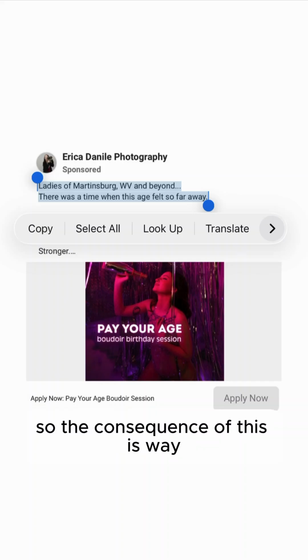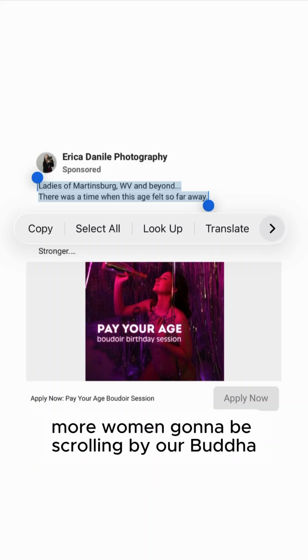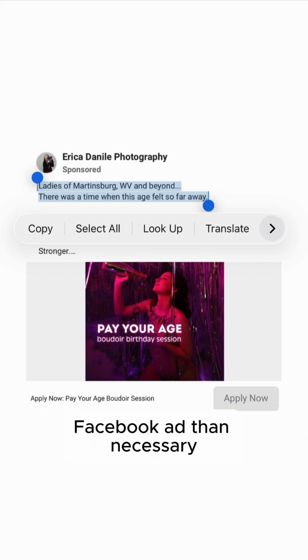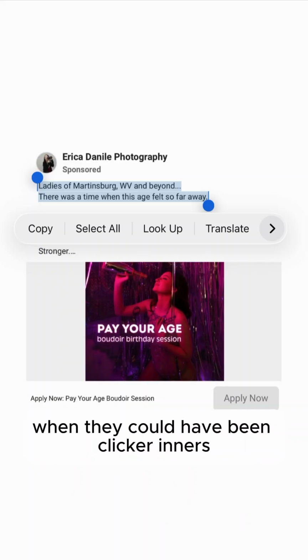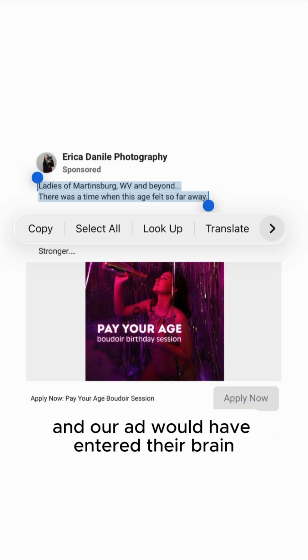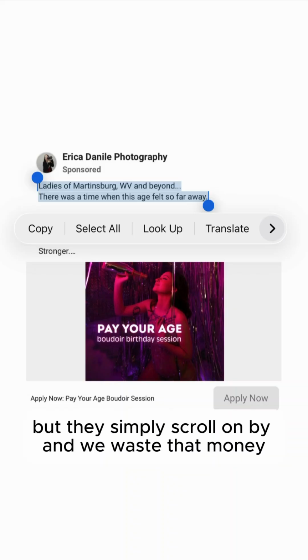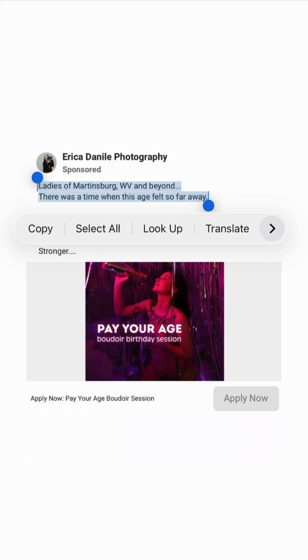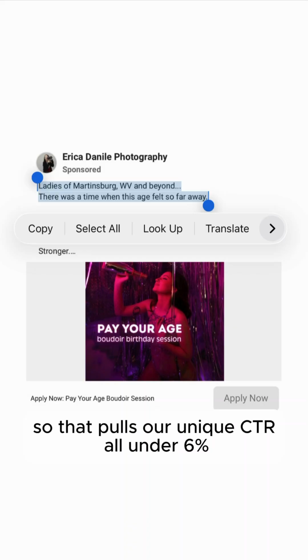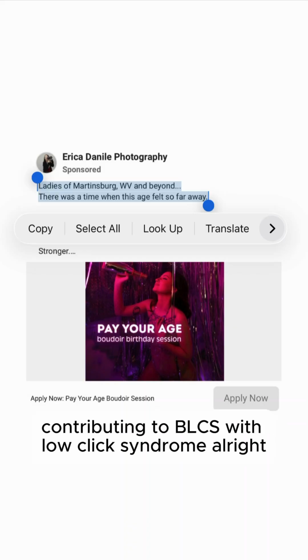So the consequence of this is way more women are going to be scrolling by our Boudoir Facebook ad than necessary, when they could have been clicker inners and our ad would have entered their brain, but they simply scroll on by and we waste that money. So that pulls our unique CTR under 6%, contributing to BLCS, Boudoir low click syndrome.